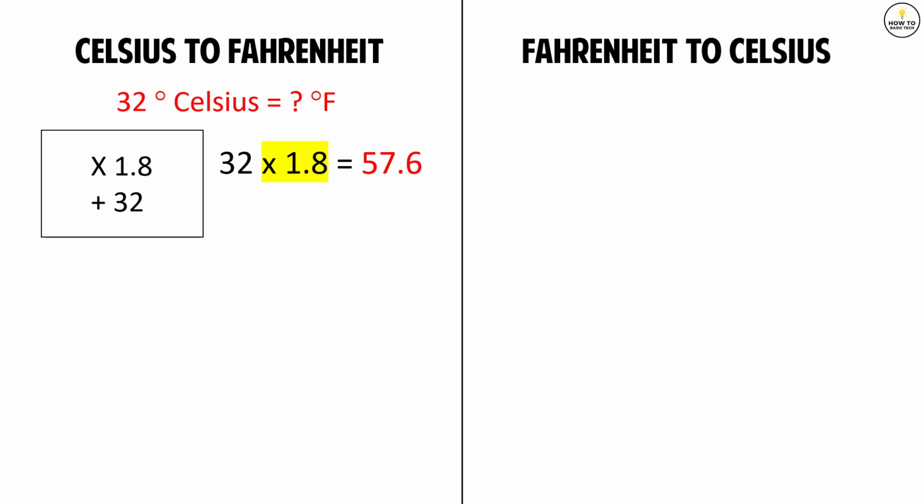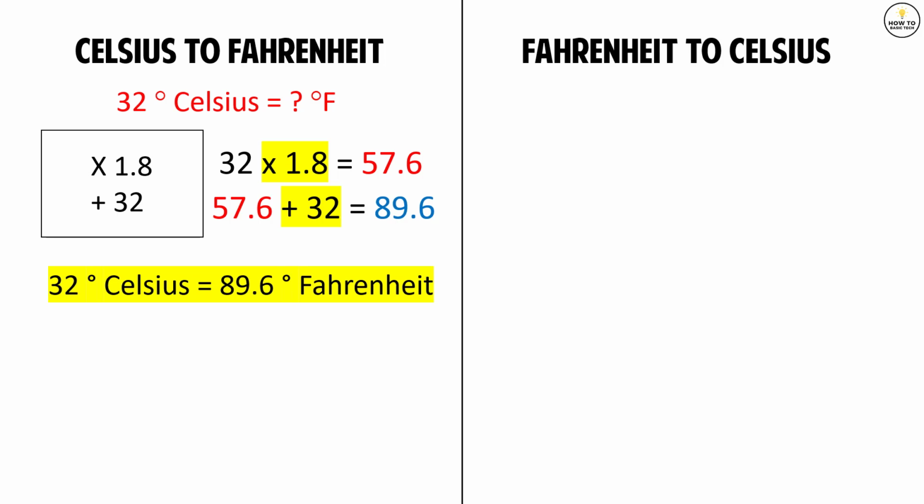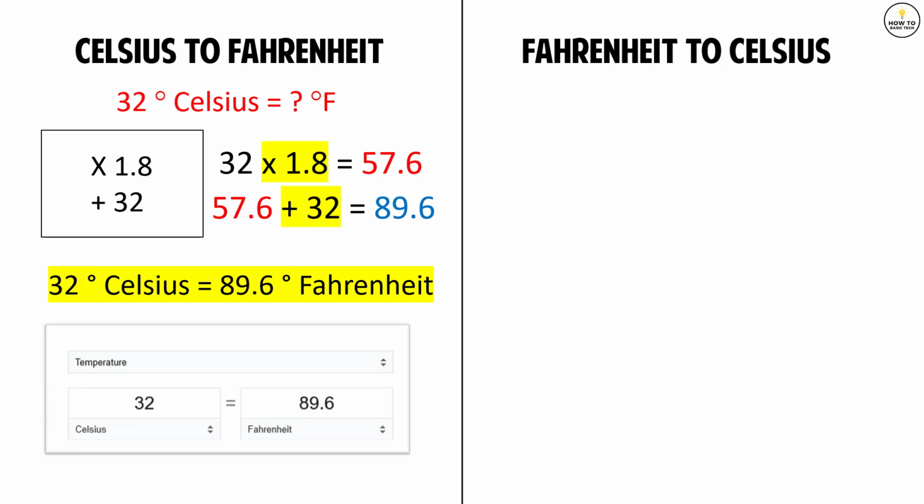So when we multiply 32 with 1.8, the answer will be 57.6. Now add 32 to 57.6 and the addition will be 89.6. So we can say that 32 degrees Celsius is equal to 89.6 degrees Fahrenheit. If you try to convert on Google, you will get the same result.